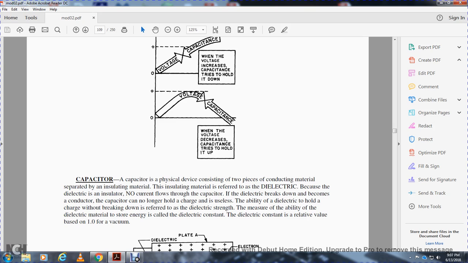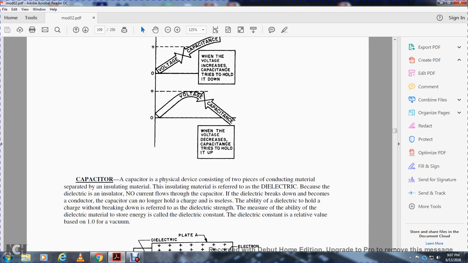Alright, capacitor. A capacitor is physically a device consisting of two pieces of conducting material separated by an insulating material. The insulating material is referred to as the dielectric. This becomes the dielectric insulator. No current flows through the capacitor. If the dielectric breaks down and becomes a conductor, the capacitor no longer holds the charge and is useless. The ability of the dielectric to hold the charge without breaking down is referred to as dielectric strength. The measure of the ability of the dielectric material to store charge is called the dielectric constant.